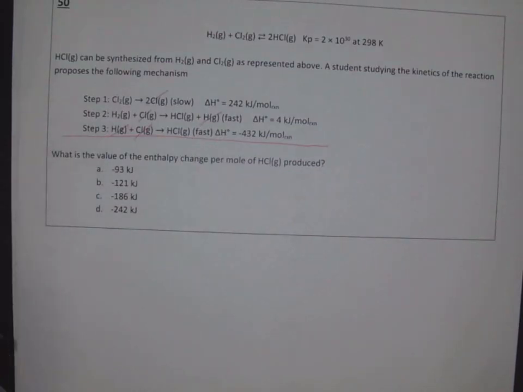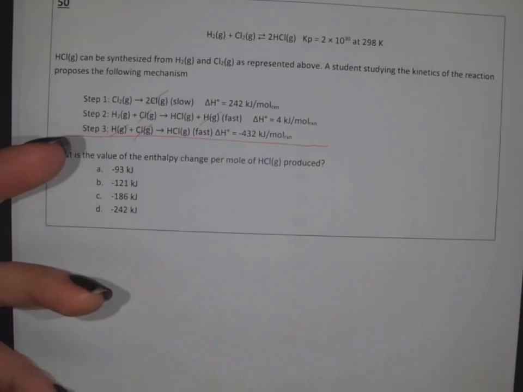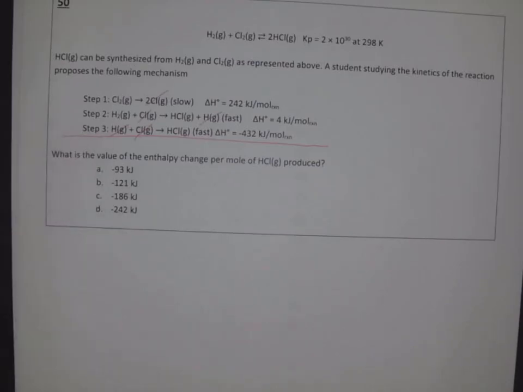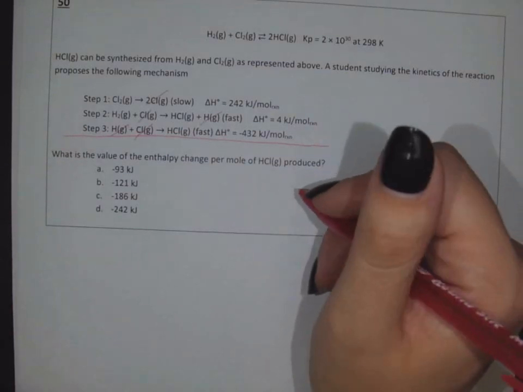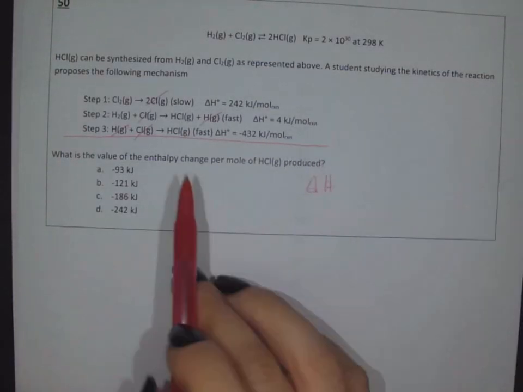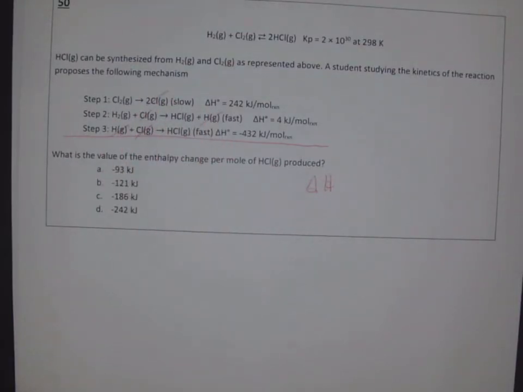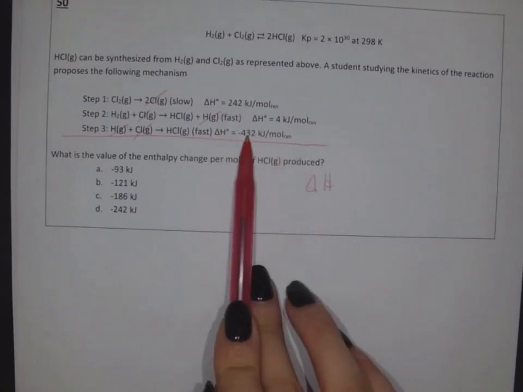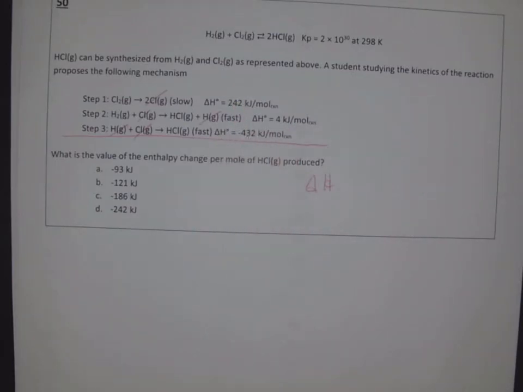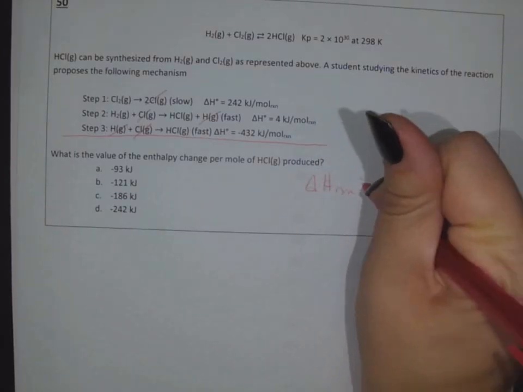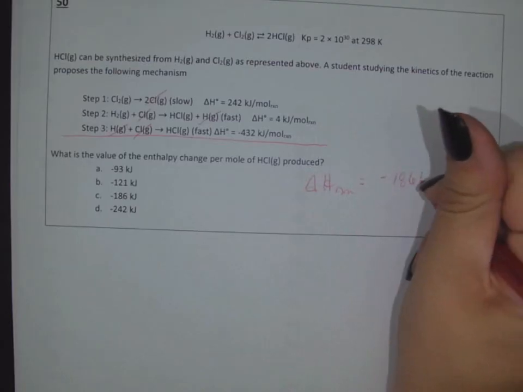When it comes to delta H, it's like all the others. The one that's different is our K values. Delta H is not different. When we add together a reaction, we add together the delta H's. So to get the delta H of this overall, I will add this delta H plus that delta H plus that one. So I'm going to take 242 plus 4 plus the -432. So this reaction has a delta H of -186 kilojoules.